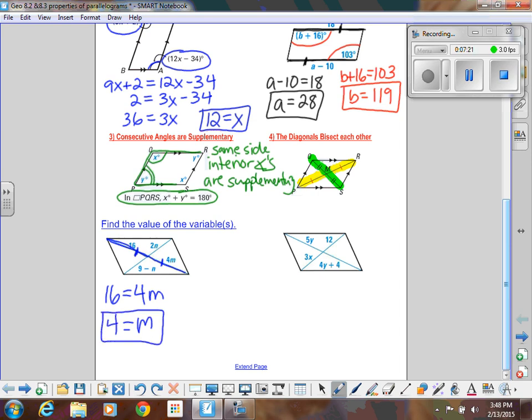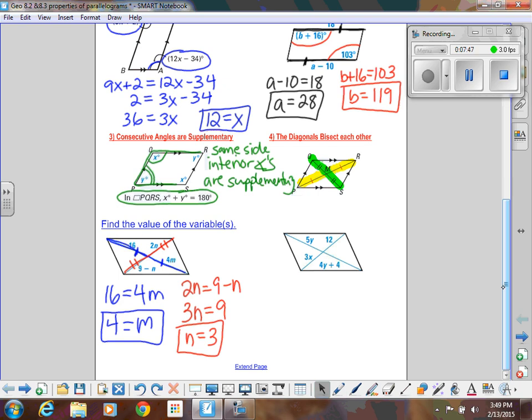And then on the other diagonal, this one right here, I have 2n is equal to 9 minus n. So I'm going to set that up in an equation. So I'm going to add that n over to the other side. That gives me 3n. And then I'm going to divide both sides by 3. And so I get n equals 3.